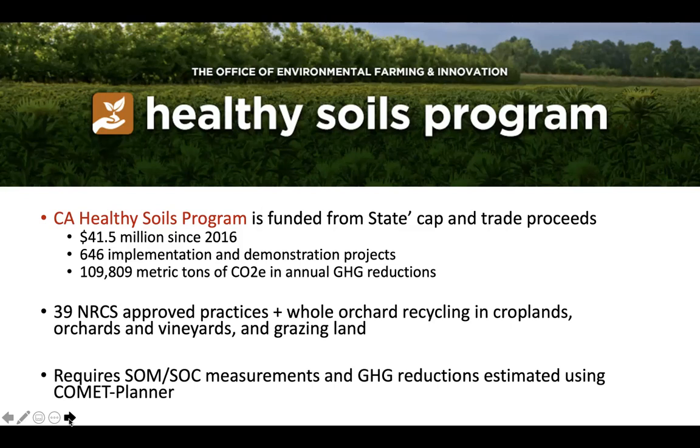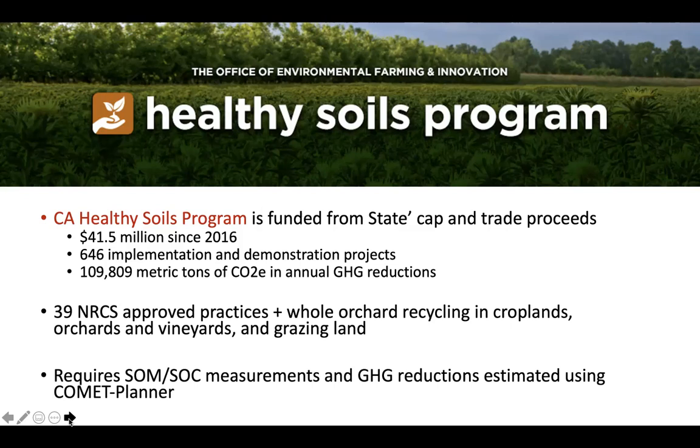The way the Healthy Soils program works essentially is that there's a list of about 39 approved practices. These have existing conservation practice standards through NRCS, plus a whole orchard recycling practice that's not an NRCS approved practice, but is with the Healthy Soils program. And these are used in croplands, orchards, and vineyards, and also in grazing lands. So it's pretty broadly available across different agricultural systems.